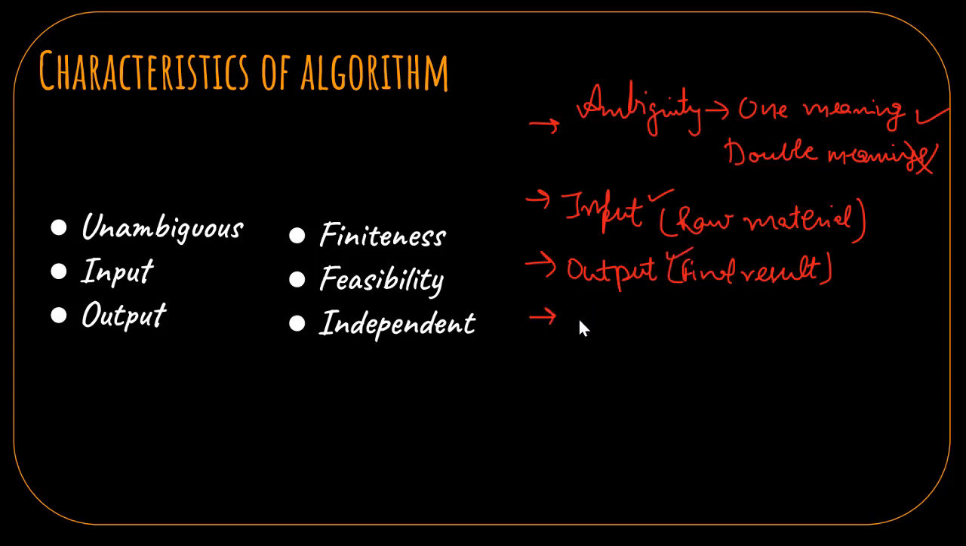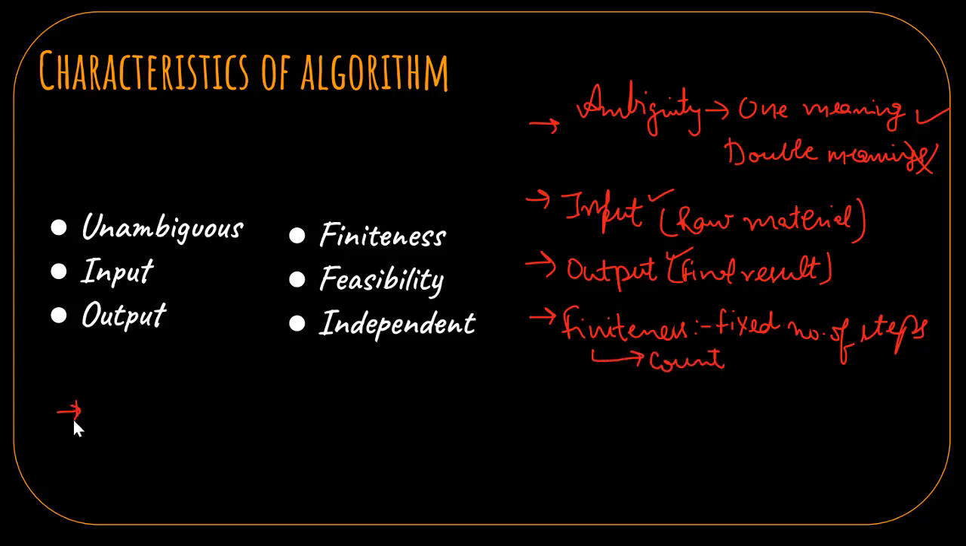Next is finiteness. By finiteness, I mean that it should have a fixed number of steps. If an algorithm is executing in a loop, it's never going to stop. So how can we come up with the output? For reaching an output, the algorithm should have a fixed number of steps so that we can come up with the results in a finite time. Finite means that we can count.